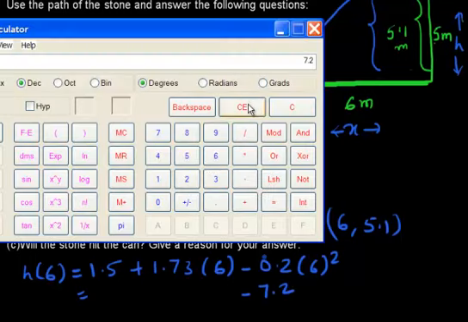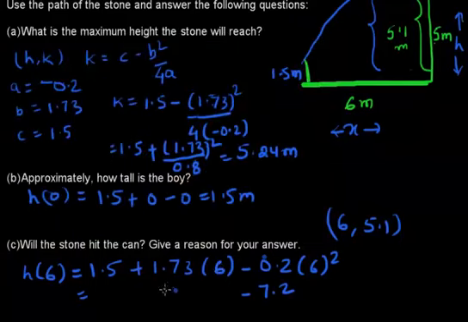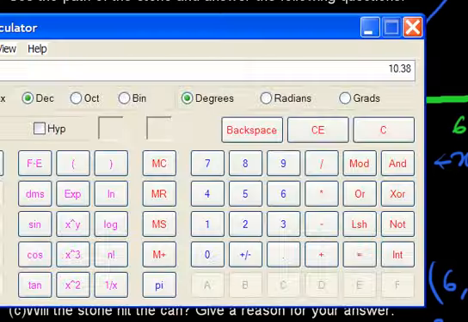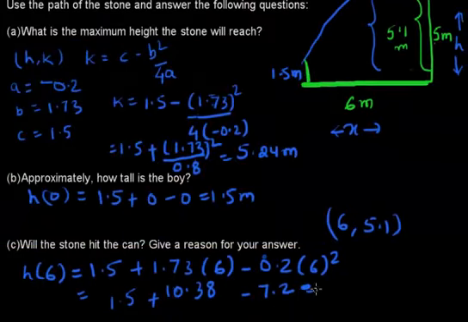Then 1.73 times 6, and this value is 10.38. So 10.38 minus 7.2 plus 1.5. This value is coming out to be 4.68.